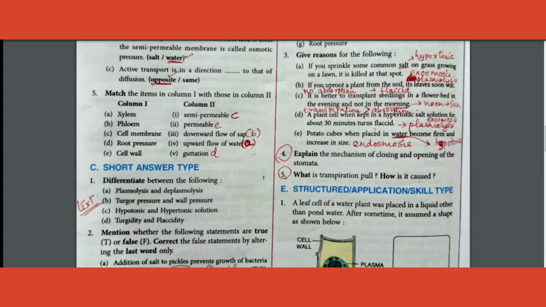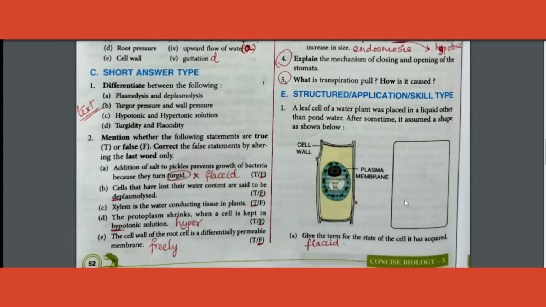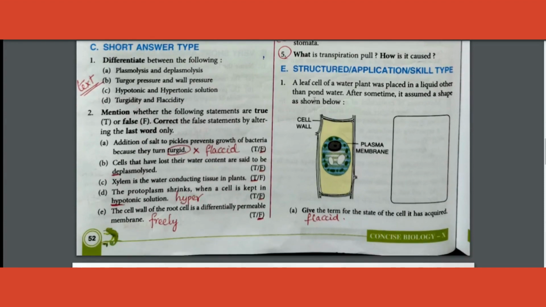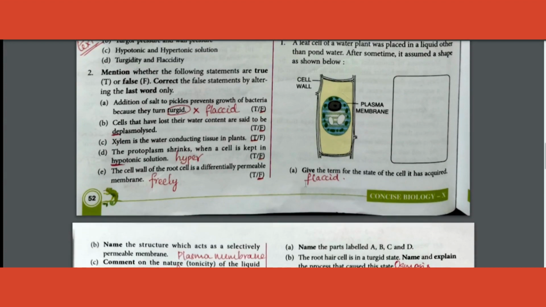Therefore resulting in endosmosis. The mechanism of closing and opening of stomata I have already explained in the previous video. Transpiration pull, how is it caused? This is a self-explanatory question from the textbook, therefore I have not explained. Structure type questions, I have written the answer down quickly, we'll go through.